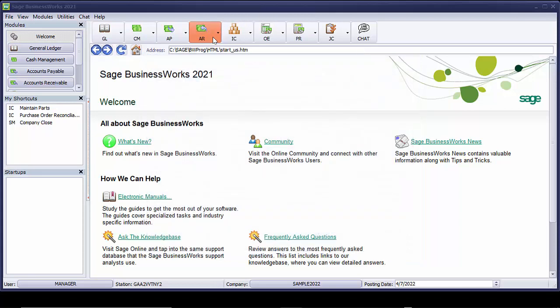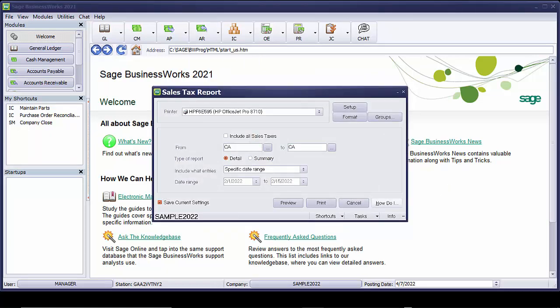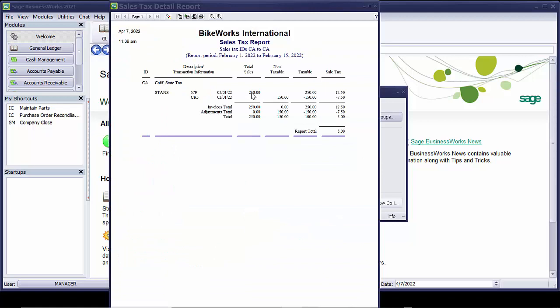Now let's take a look at the sales tax report. What we can see is the total sale was $250, of which $150 is non-taxable. Originally, $250 was taxable. We've now reduced that by the $150 and reduced our sales tax due by $7.50. Bottom line, the total sale, $250, of which $150 is non-taxable, $100 is taxable, the sales tax liability is $5.